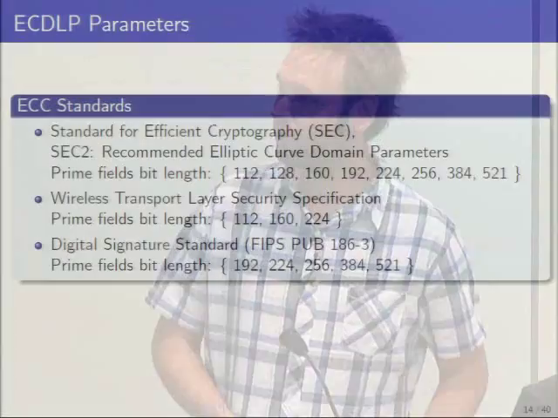So we were looking into this and we said, okay, this takes at least 2,000 times more effort. So maybe this is a bit too hard to do on our PlayStation cluster. So then we looked at the current standards. We simply looked at the three big elliptic curve standards: the Standards for Efficient Cryptography, the Wireless Transport Layer Security specification, and the Digital Signature Standard.